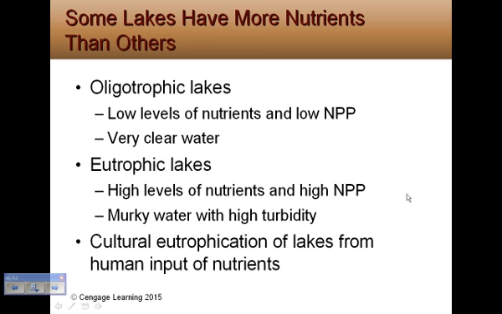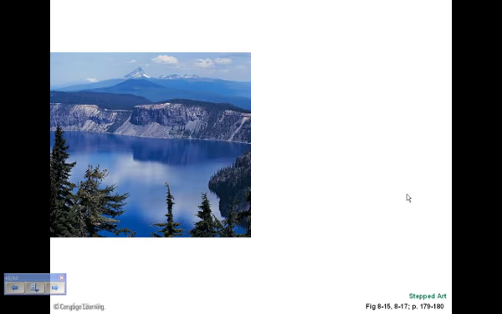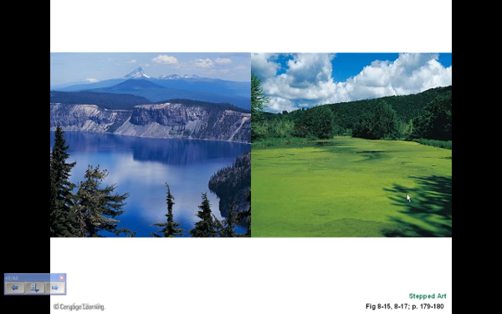Now, you can classify lakes in a couple of different ways. You have what are called oligotrophic lakes and eutrophic lakes. Let me show you a picture of what those look like first. Oligotrophic lakes are very clear, and they lack nutrients. They are going to be high in dissolved oxygen.